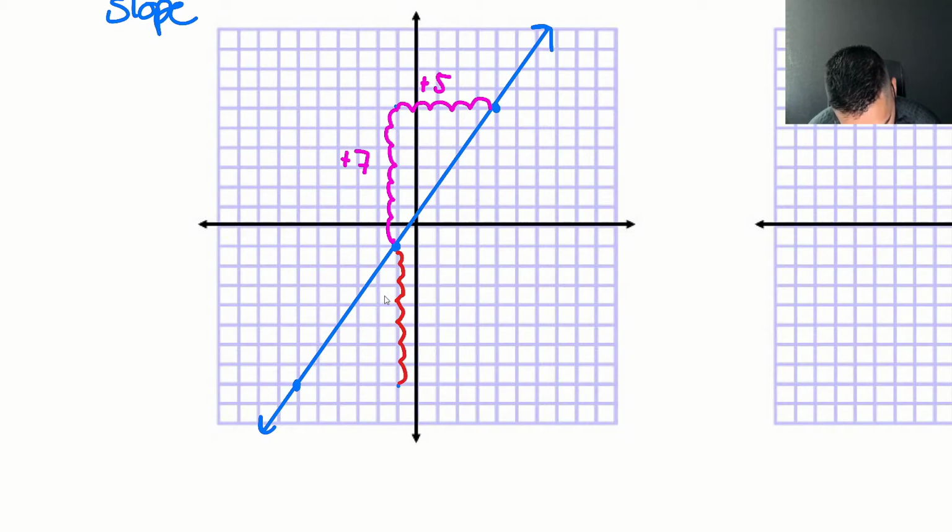1, 2, 3, 4, 5, 6, 7. 1, 2, 3, 4, 5. So we're going to go down 7 and left 5. So both directions if I look at the red one, both those directions were negative, still gave us a positive slope. Both directions were positive in the pink one, again, positive slope. So either direction you choose will still work.